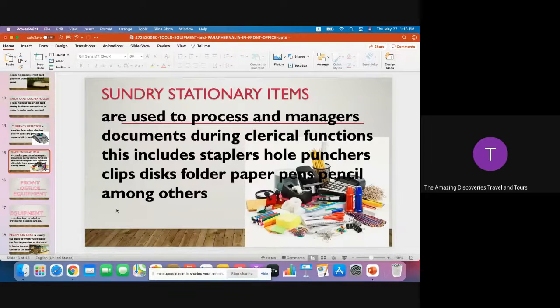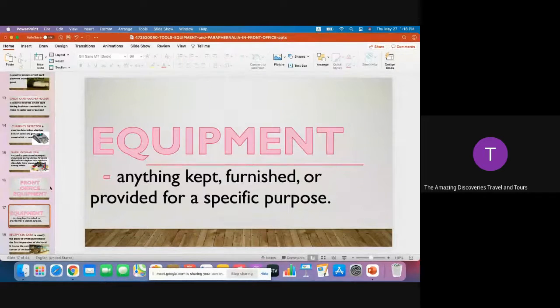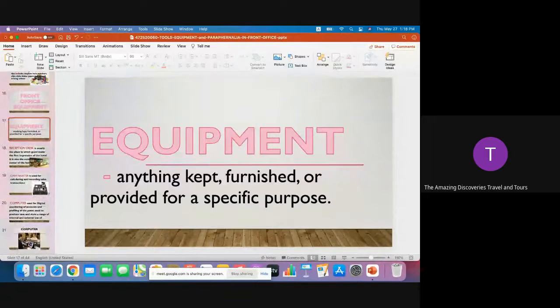Okay? Another one are sundry stationery items. They are used to process and manage documents during clerical function. This includes staple holders, puncher, clips, folder paper, pens, pencil, among others. So, daw mga supplies. Dapat hindi kasi ni madulaan nga kinahanglan mo ini during the time nga nag-check-in or nag-check out sang imo nga mga guest.